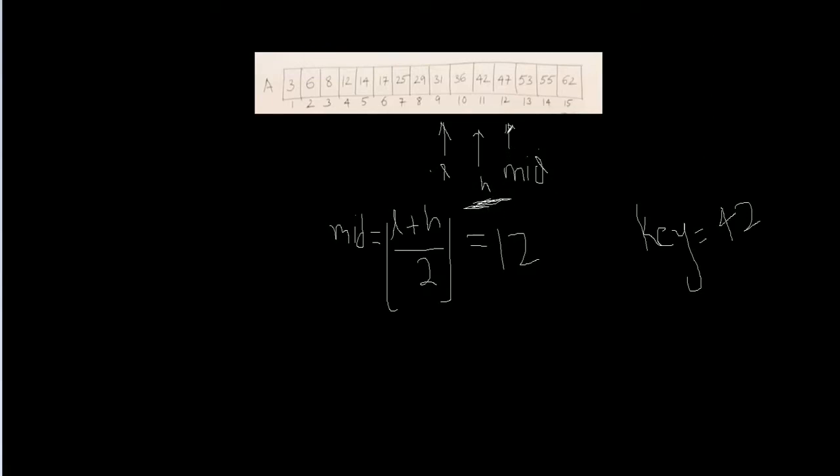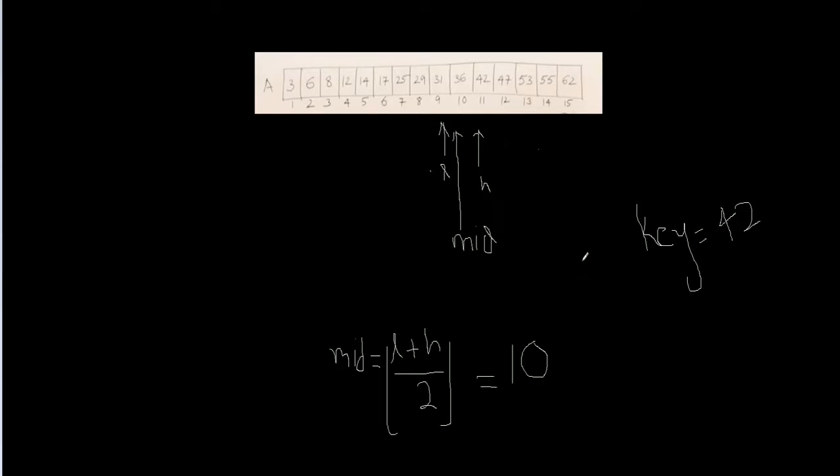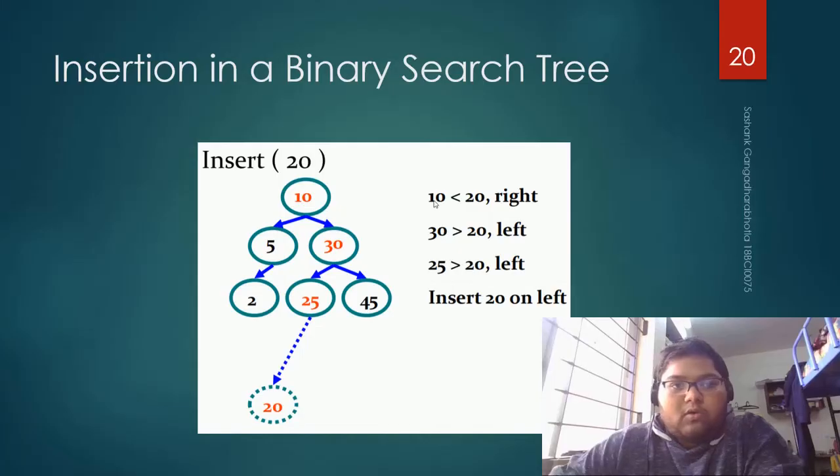Then again the mid value also will shift, that is 9 plus 11 by 2, which is 20 by 2, that is 10. 42 when compared with 36 is again greater, so l will shift to mid plus 1. You can see that l and h got the same value, that is 42, and key equals 42, and we have got our answer. Hence completed.